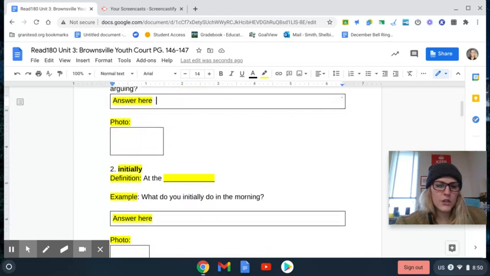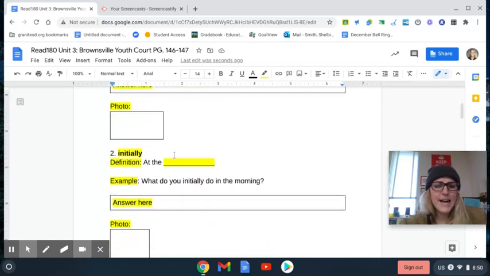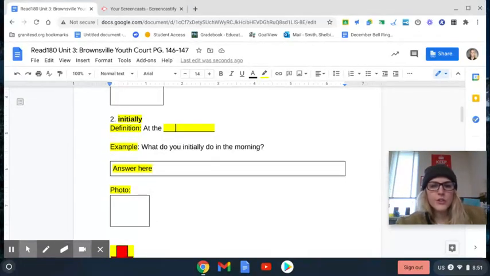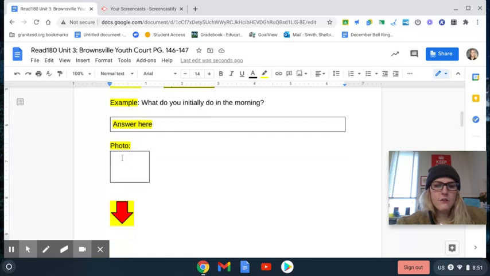Next word is initially. And this means at the beginning. Initially, at the beginning. So my question is, what do you initially do in the morning? Your answer could be brush my teeth, or turn my alarm off, or get out of bed. So it's at the beginning or the first thing you do. That's initially. And the photo could be maybe somebody putting a seed in the ground and then plants growing, because that's the initial thing you do. You plant a seed and then they grow.